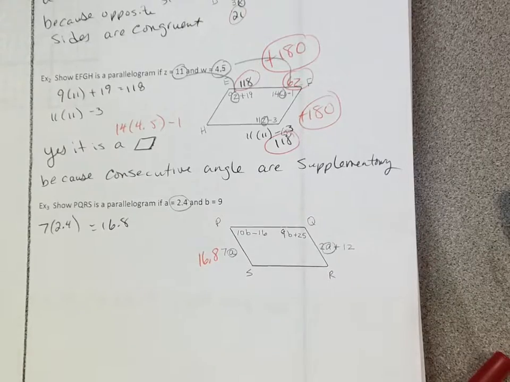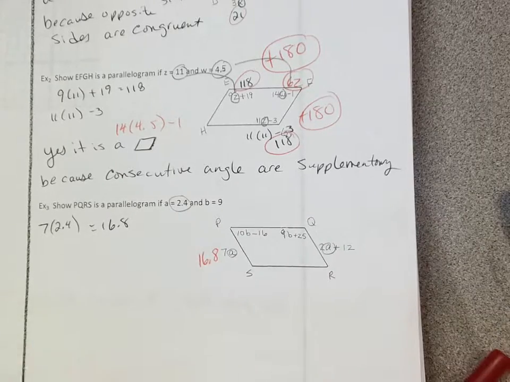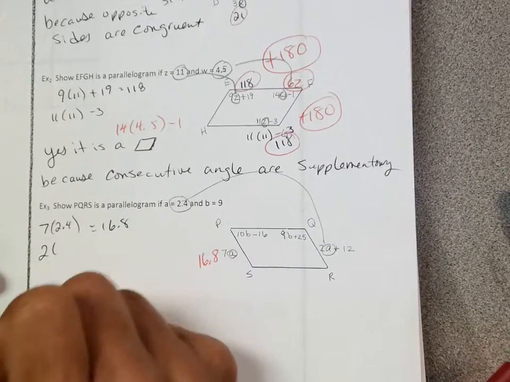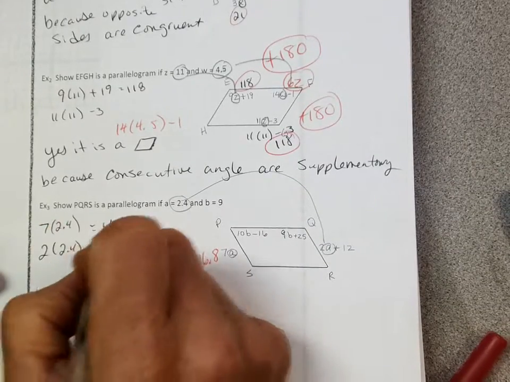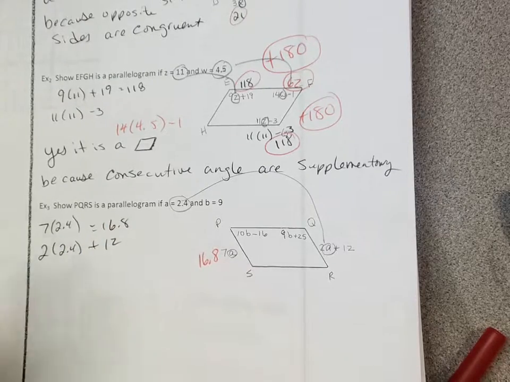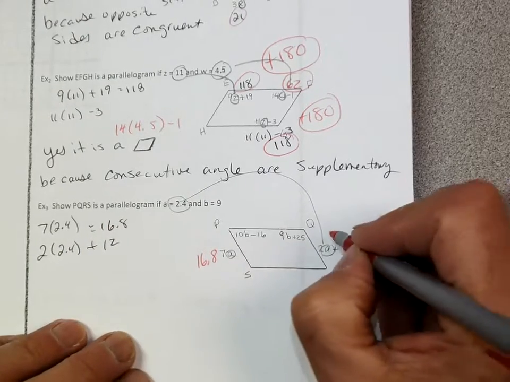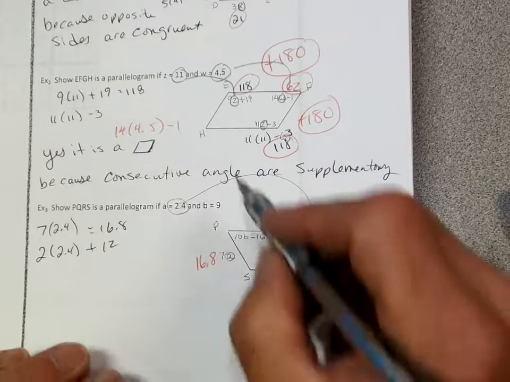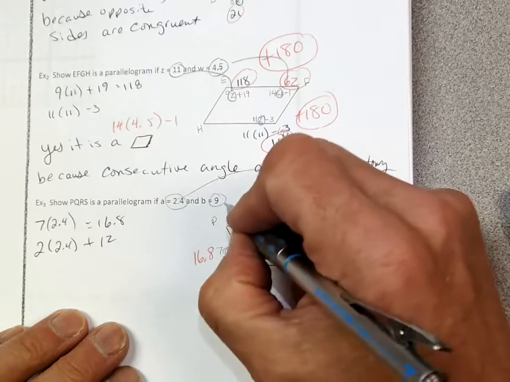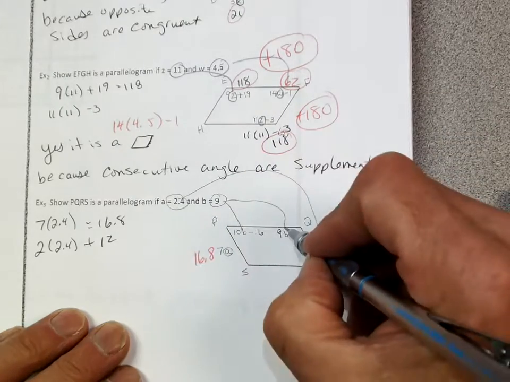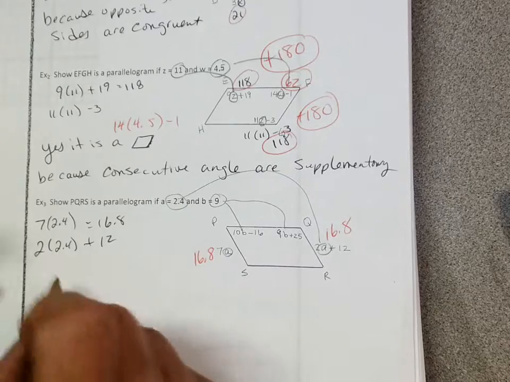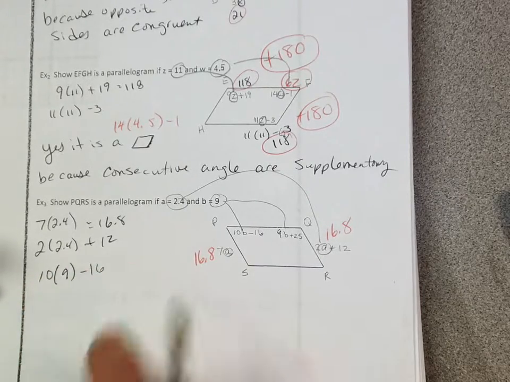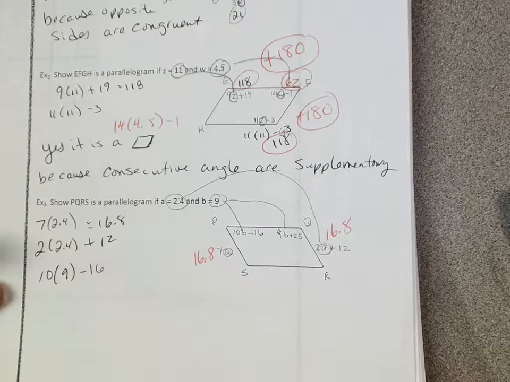If I plug my 2.4 into the other expression, what is 2 times 2.4 plus 12? I get 16.8. Great. Now let's try out the b. Let's put in the 9, here and there. So we're going to go 10 times 9 minus 16. What's that, Katie? 74. Thank you, Katie.